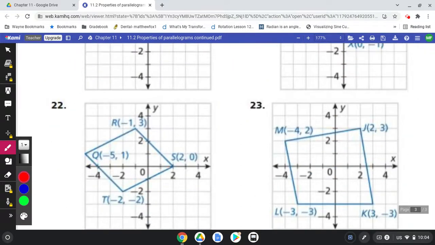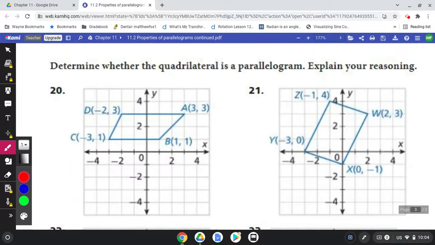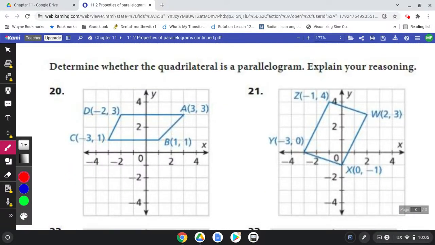Now, we don't need to do a ton of work on this. In my opinion, when we have them on graphs like this, the easiest thing to do is just use rise over run and decide, are the opposite sides parallel? If both sets are, then we know it's a parallelogram. The other option is you could find side lengths. You could get a protractor out and measure angles. But in my opinion, the protractor is definitely going to be the hardest to be precise, and the side lengths will take a little bit more work. So instead, we'll just use our rise over run.